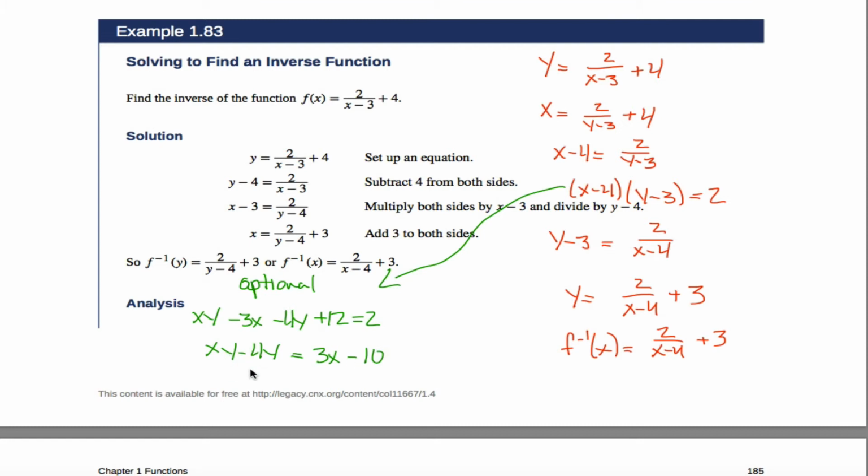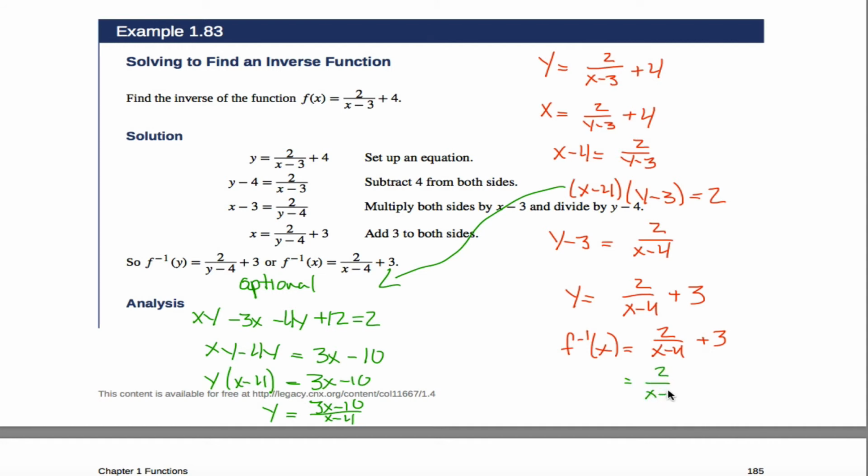I want to solve for y. There's a y here and a y here, but I can factor. If I factor out a y from each of these terms, that gets me to this stage. And now I can divide by x minus 4 to get that y is equal to 3x minus 10 divided by x minus 4. Uh-oh, this looks a lot different than this. Should I be worried? No, you should not be. The reason you shouldn't be worried is they're equivalent, just written in different forms.